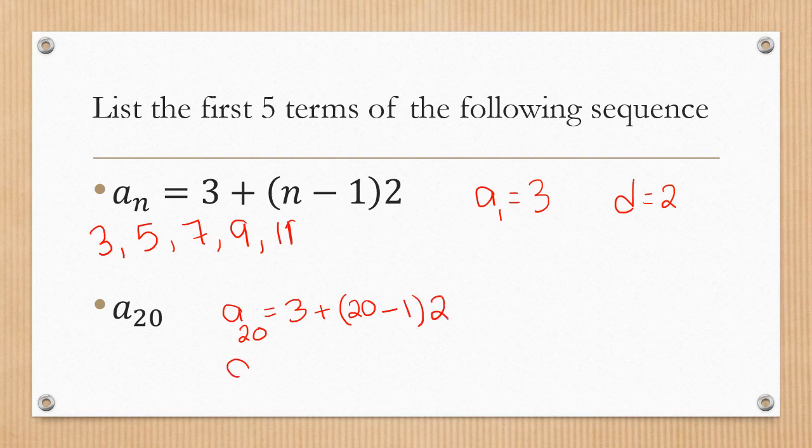So that means that the 20th term is the answer for these numbers. I know that 20 minus 1 is 19. 19 times 2 is 38 plus 3. That means 41. So the 20th term is 41, which is getting the answer this way, it's much easier than listing the numbers until you get to the 20th term.